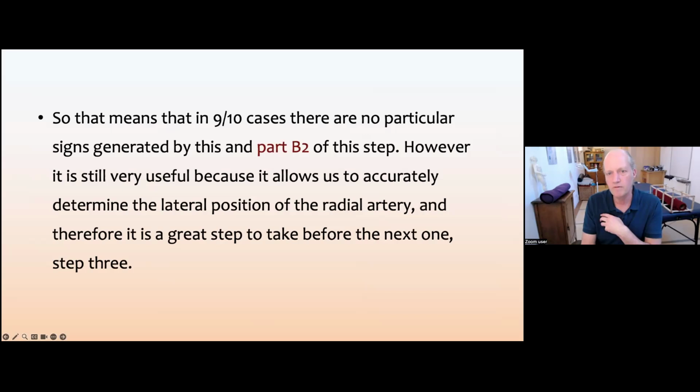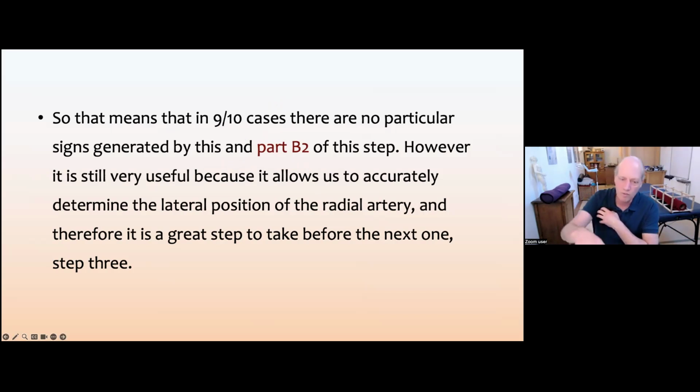So that means in all the cases where this is not there, 9 out of 10 cases of the excess kind, there are no particular signs generated by this or part 2 of this step. But it's still really useful to do this because it shows you the exact position of the artery in space. So it's really useful to do B, whether or not you think this finding is there.